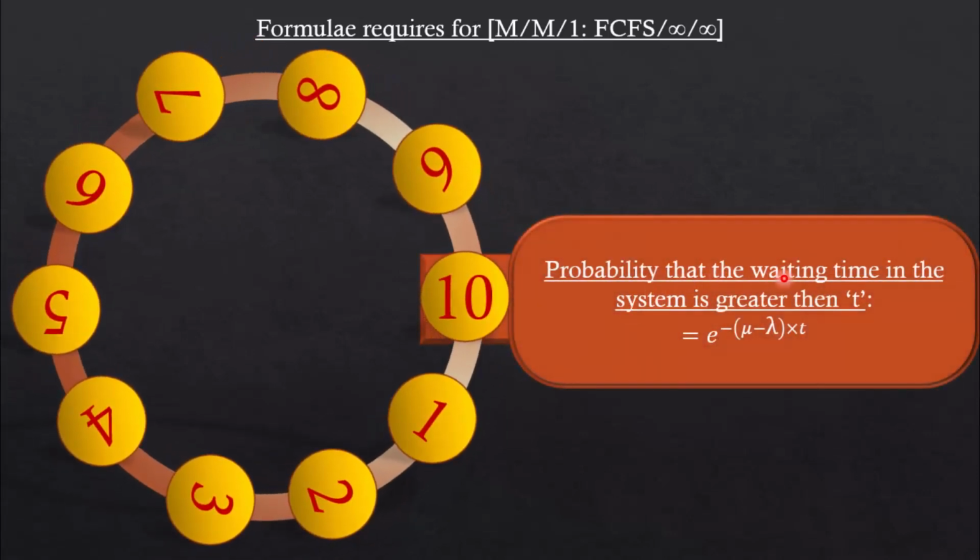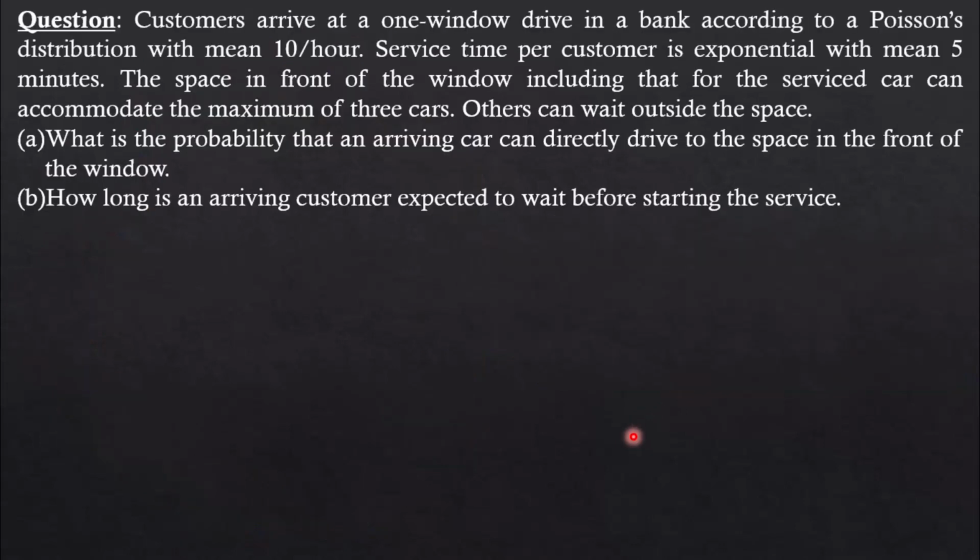Probability that the waiting time in the system is greater than time t is given by e to the power minus (mu minus lambda) multiplied by time t. So these are the 10 formulas we need to remember. Now let us move ahead to the problem.